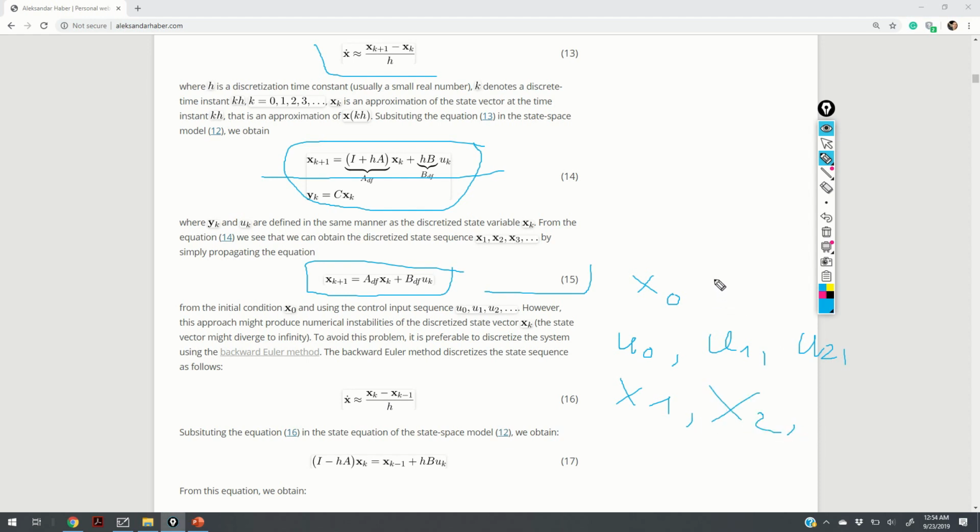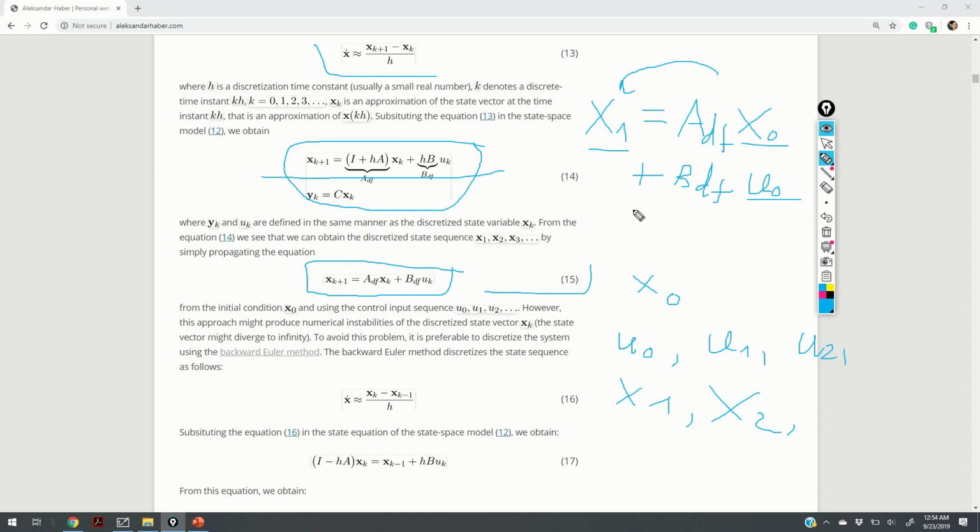Now, how do we propagate equation 15? Well, this is very simple. So we can write x1 equals A_df x0 plus B_df u0. Now, knowing x0 and u0, we can determine x1.